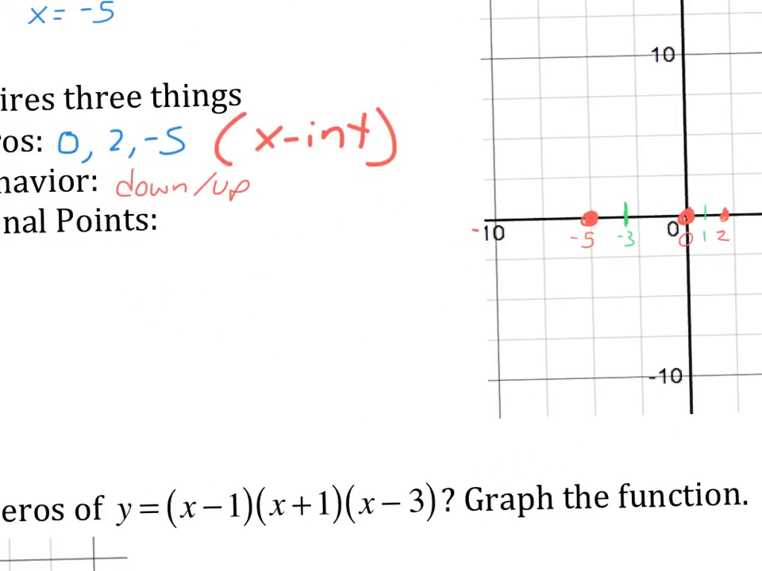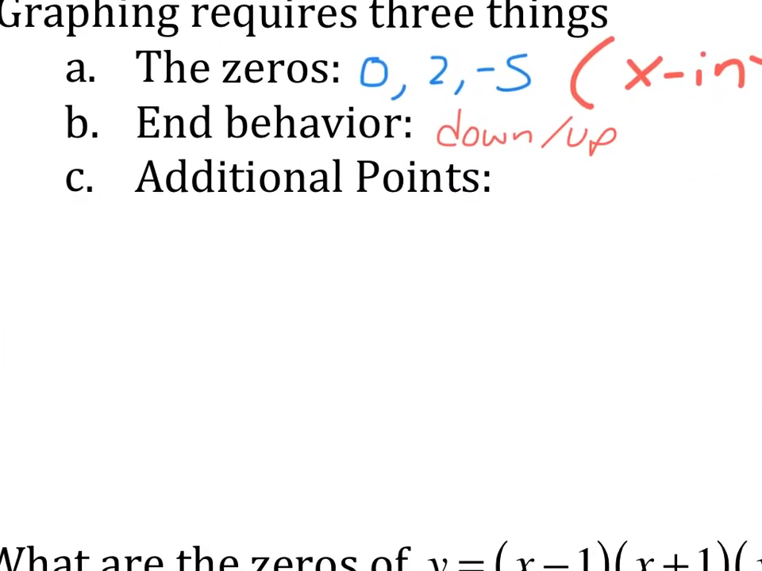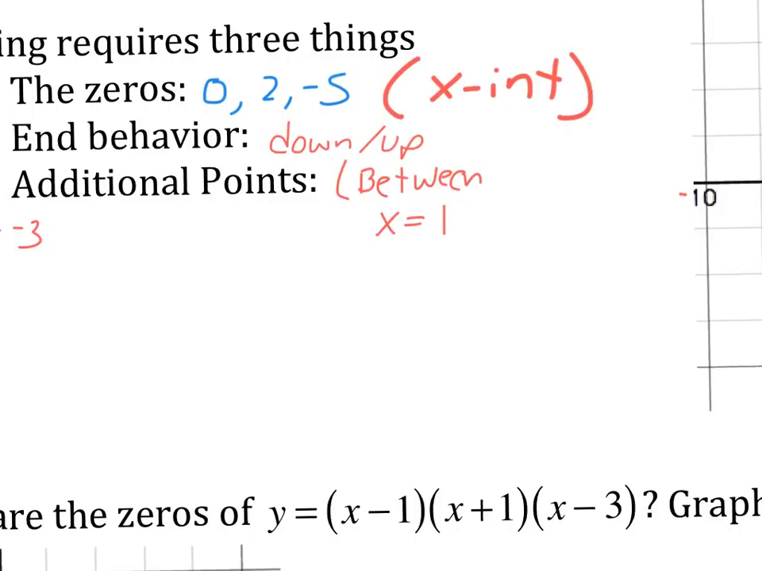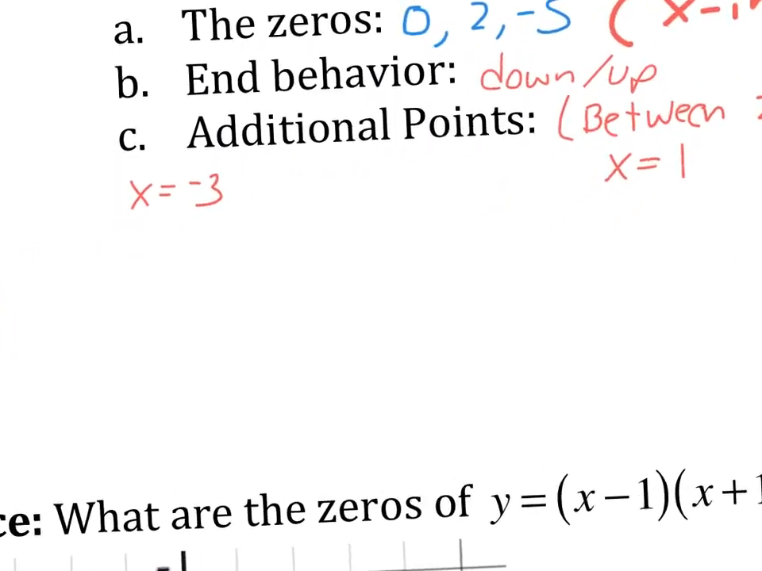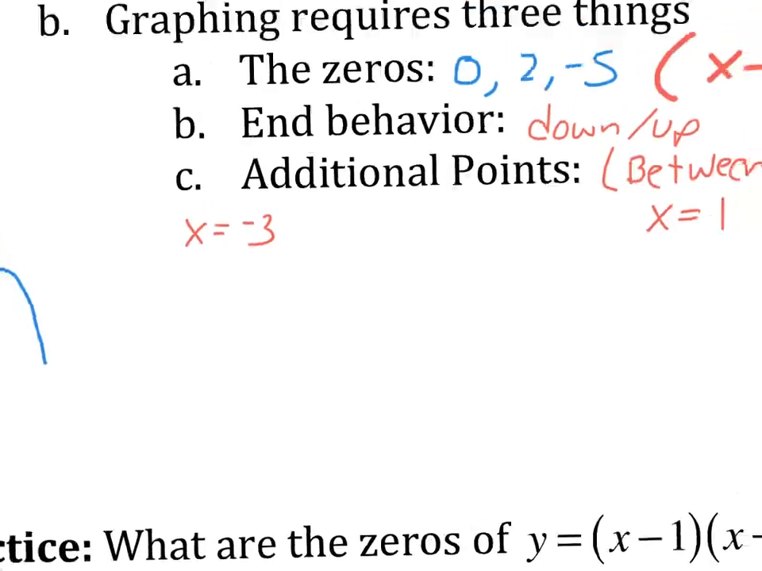So, here's step part C. I have to find additional points. How did I find additional points? I chose those points by looking between the zeros. So, when you substitute a -3 in, it's going to look like this.